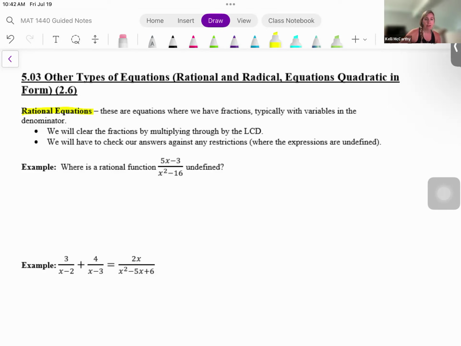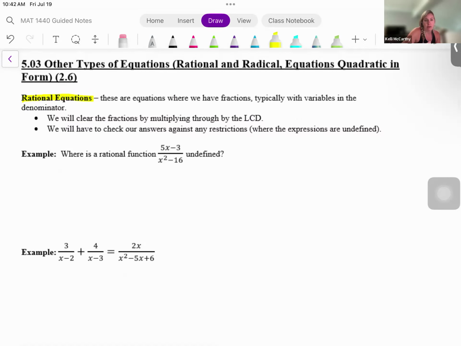But when we have a rational equation, we do have to check our answers against any restrictions. So we really need to know where any of the fraction terms in our equation are undefined. So let's just talk about being undefined. If we have a rational expression, this is an expression, not a function, 5x minus 3 divided by x squared minus 16, and we want to know where it's undefined. It's going to be undefined where your denominator equals 0.